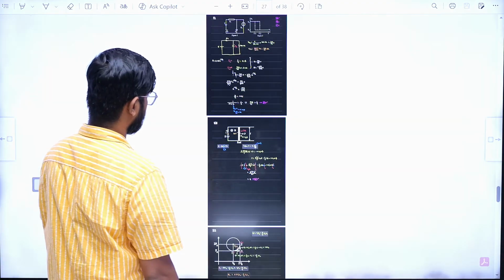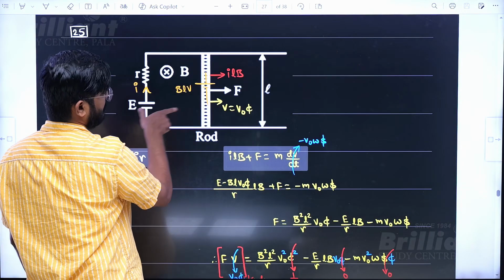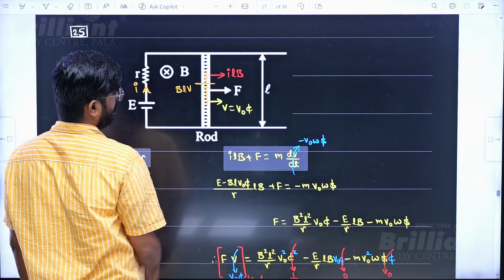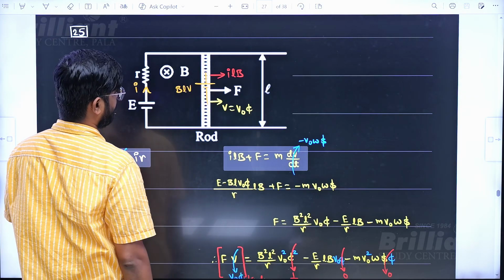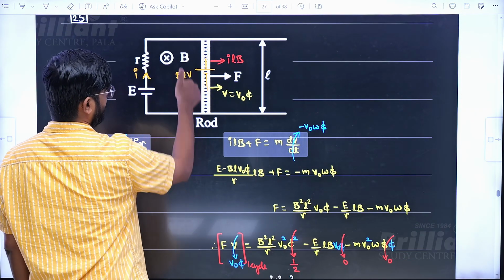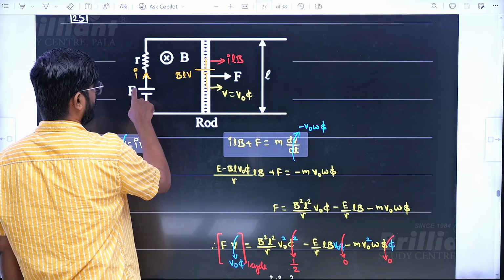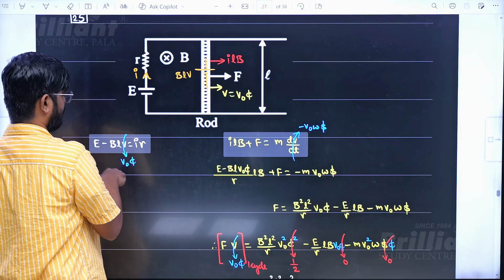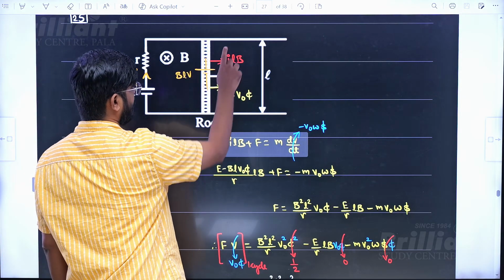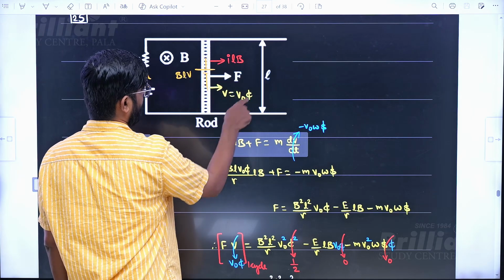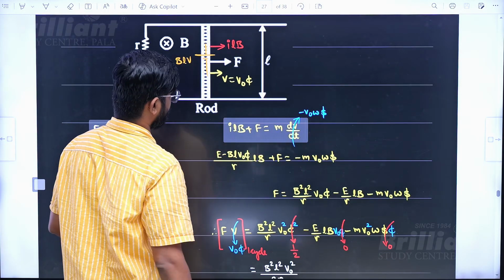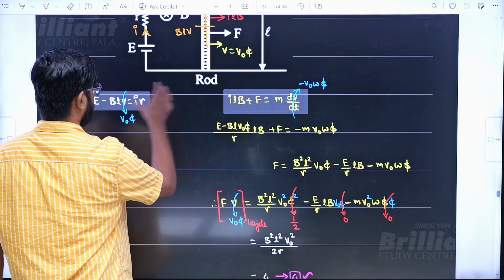So it's a regular question. If I assume current is this way, because of which this force is going to come, and apart from that our applied force is also there, and velocity is also there as a function of time. So at any time, there will be motional EMF in this direction. So net current at this moment is going to be (E minus BLV) by R, where V at this moment is V naught cos omega t. Then similarly, if you write F equals ma for this rod, ILB plus F should be equal to the rate at which momentum is changing, m into dV by dt.